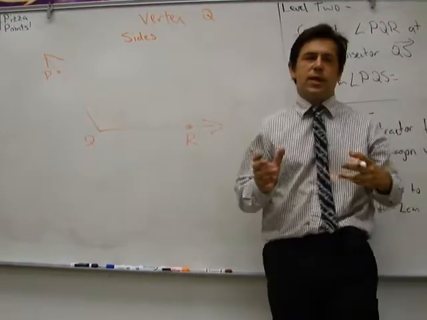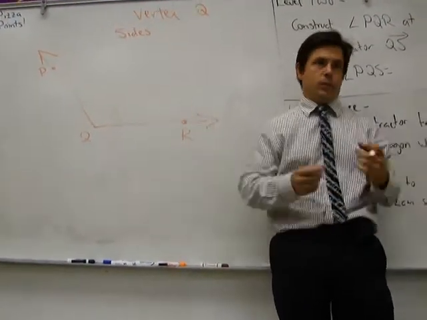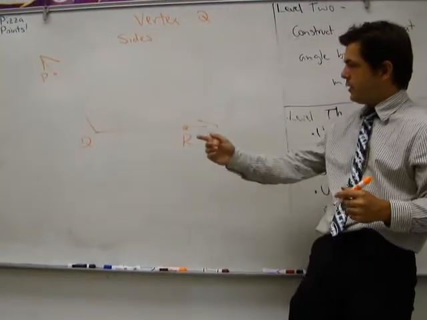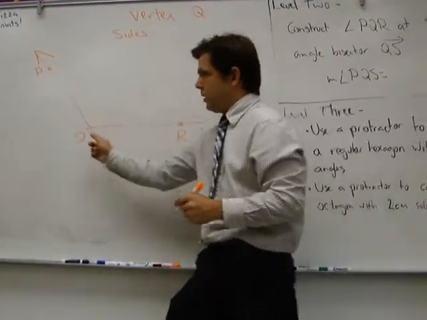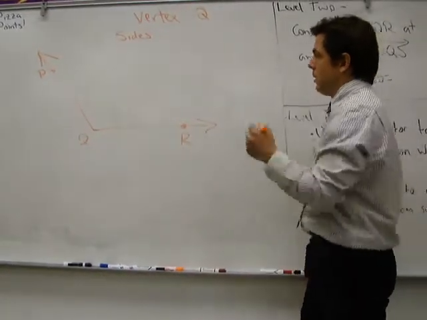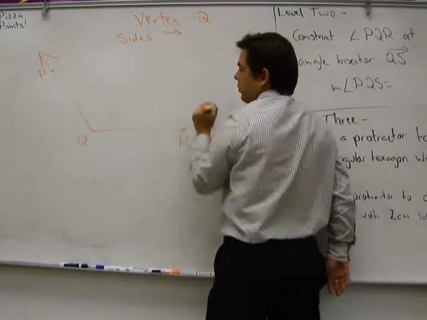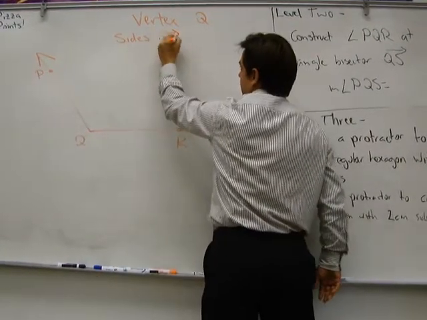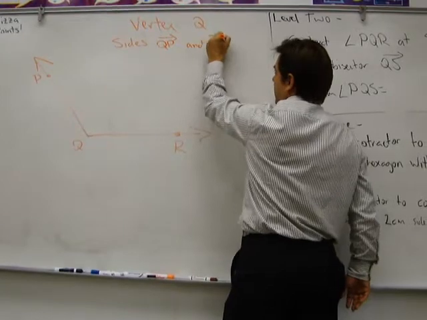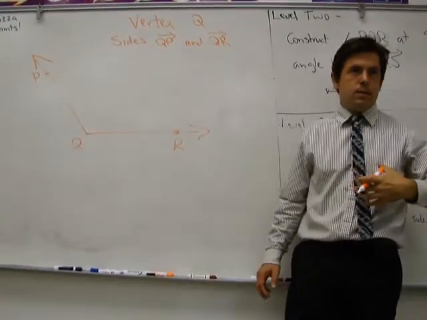And let me tell you what the sides are. The sides are the two rays that form the angle. So you see how this is a ray and another ray? Okay, so what would be the name of those two rays? Full names, please. Ray QP. Ray QP is correct. Ray QR. Does everybody get that?